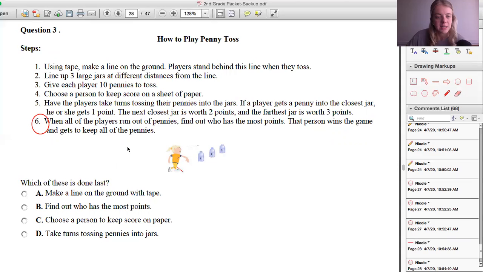That person wins the game and gets to keep all the pennies. Should you make a line on the ground with tape, find out who has the most points, choose a person to keep score, or take turns tossing pennies? Well, we just read that the last step is find out who has the most points.